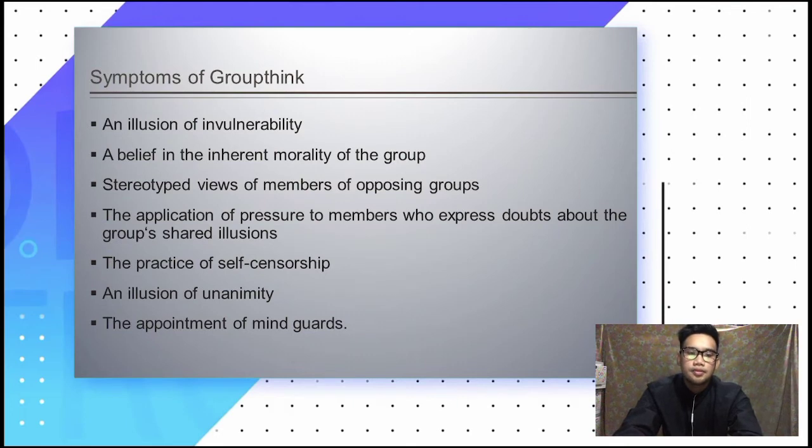An illusion of unanimity. Group members perceive a shared illusion of unanimity concerning judgments conforming to the majority view. The appointment of mind guards. Some group members appoint themselves to protect the group from adverse information that might shatter their shared complacency about the effectiveness and morality of their decisions.